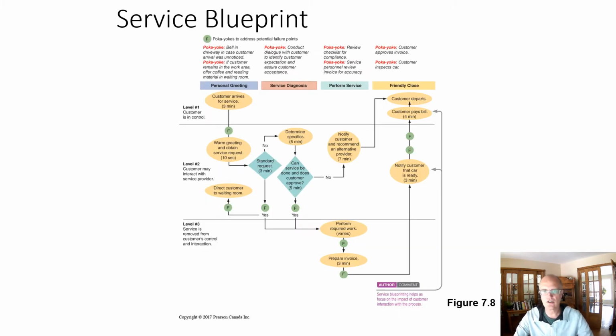So this is a garage and car service, and you'll remember the concept of a poka-yoke, or a foolproof, to make sure nothing goes wrong. So we have the steps here. We have level one where the customer is in control. We have level two where the customer is still interacting with the service provider, and we have level three where service is removed from a customer's control and interaction.